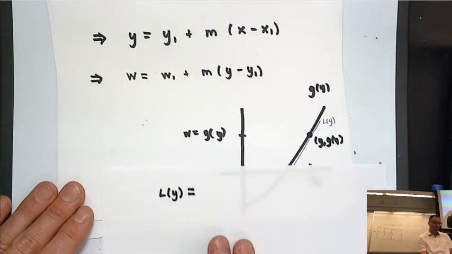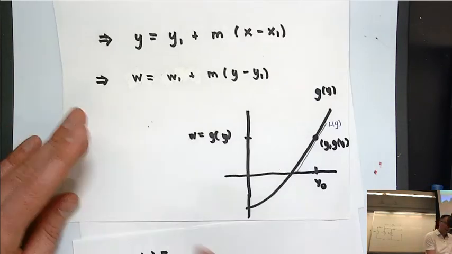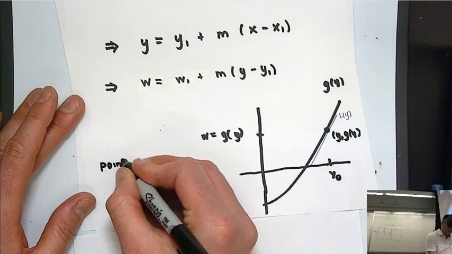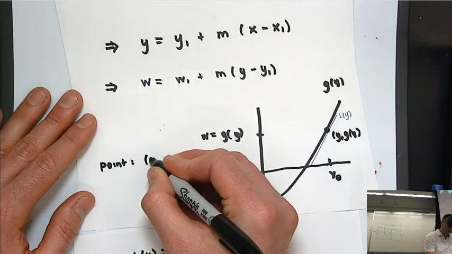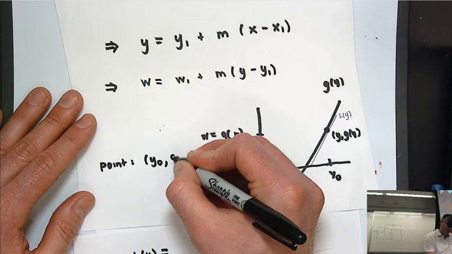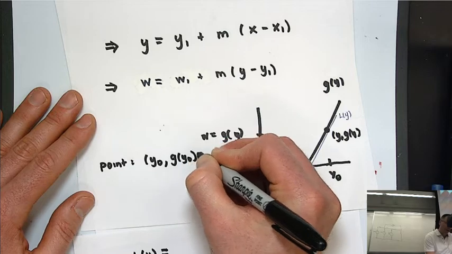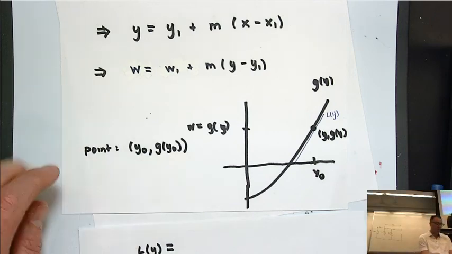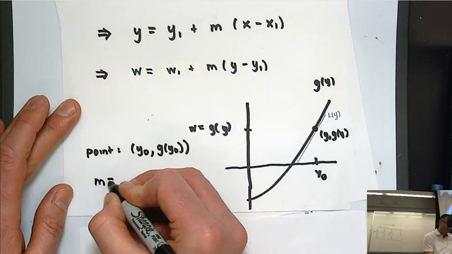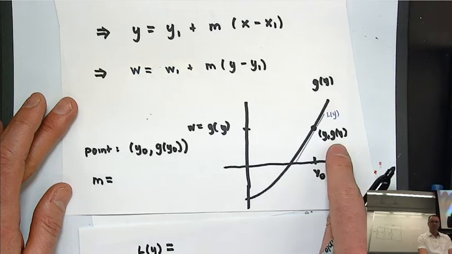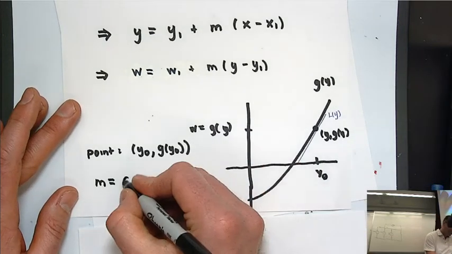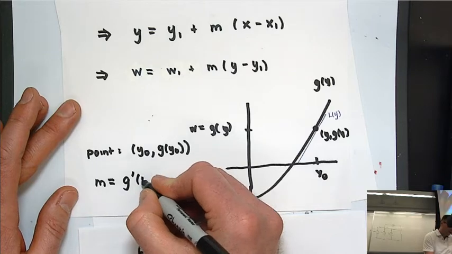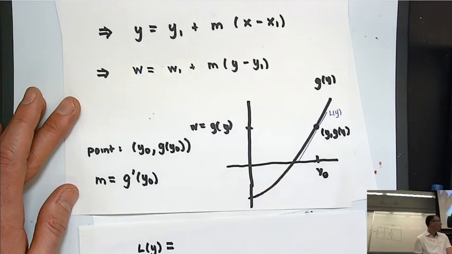Okay? So what's the point on the line? The point is going to be our initial guess and g of the value at our initial guess. Right? So our initial guess, g of the value. What's the slope at that point? Yeah, g prime of the initial guess, right?